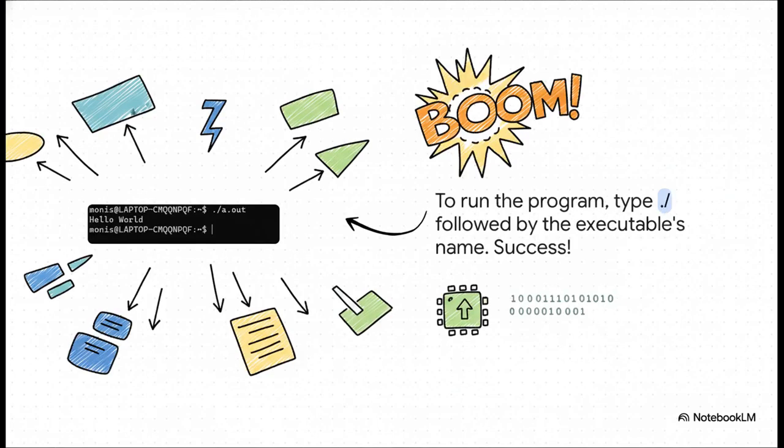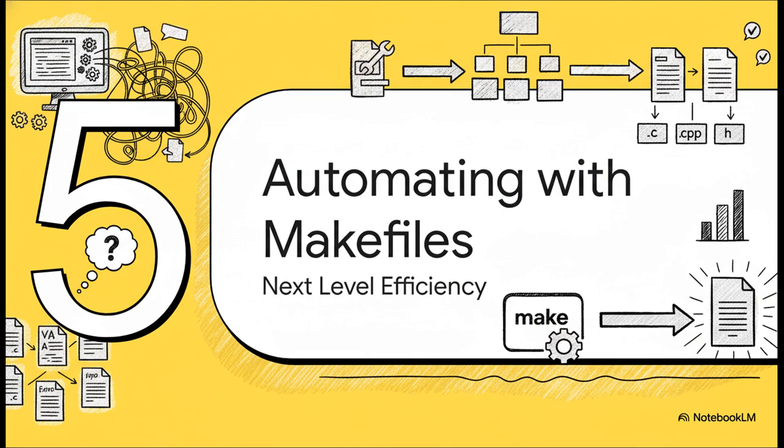And here we go, the final step. To run the program we just made, we type ./ and then its name. That little ./ just tells the shell, hey, look for the program right here in this folder. You hit enter and there it is. Hello world. We just made a computer do something. That is awesome.